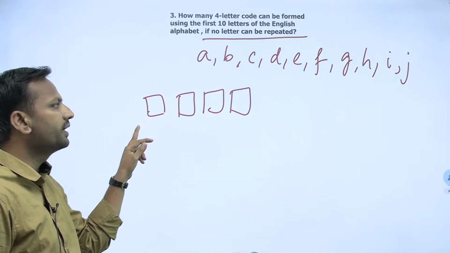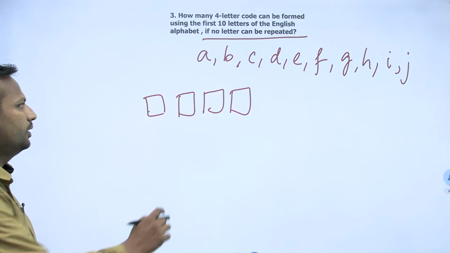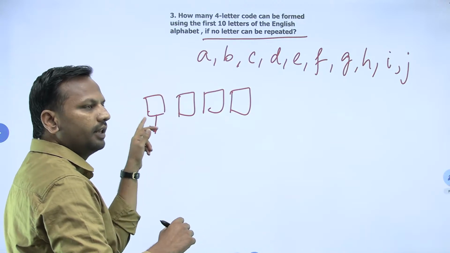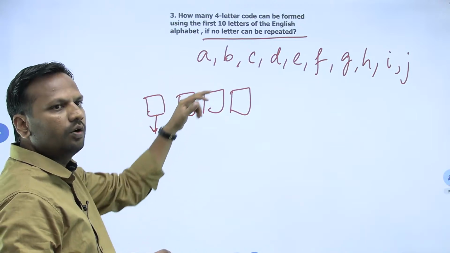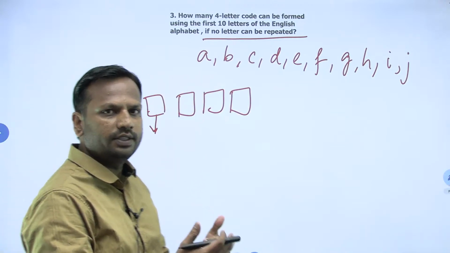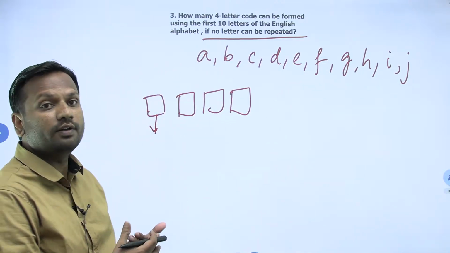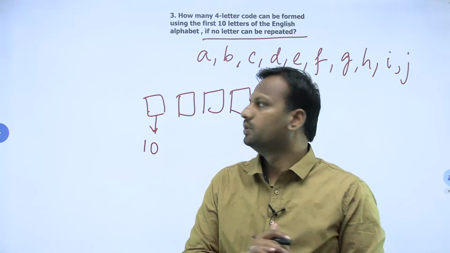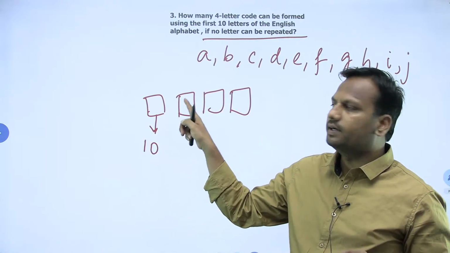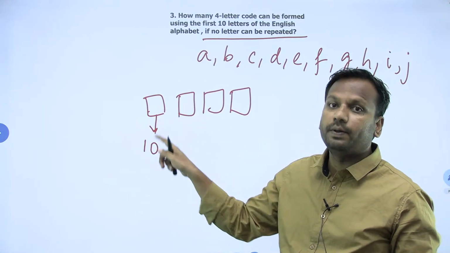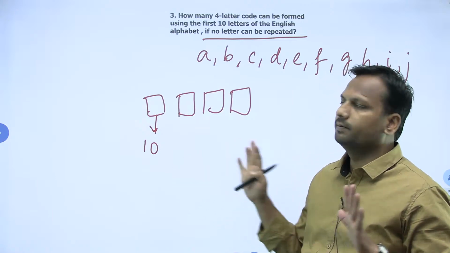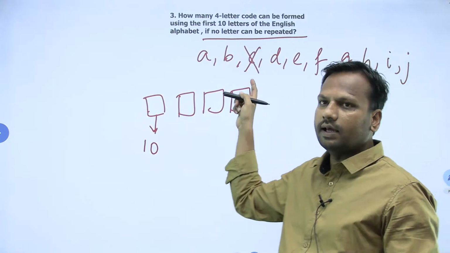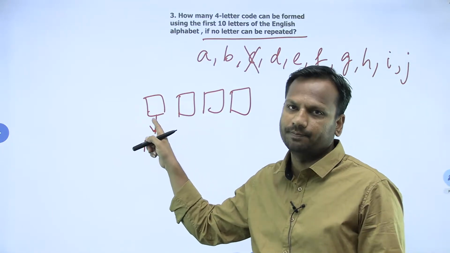So in how many ways can I fill the first vacant place, students? Here either I can fill the alphabet A or letter B or C or D or E or F or G, so on up to J. In how many ways can you fill? In 10 ways you can fill the first vacant place. Only one letter you have to fill in the first vacant place, but total possibilities are 10. Got it?